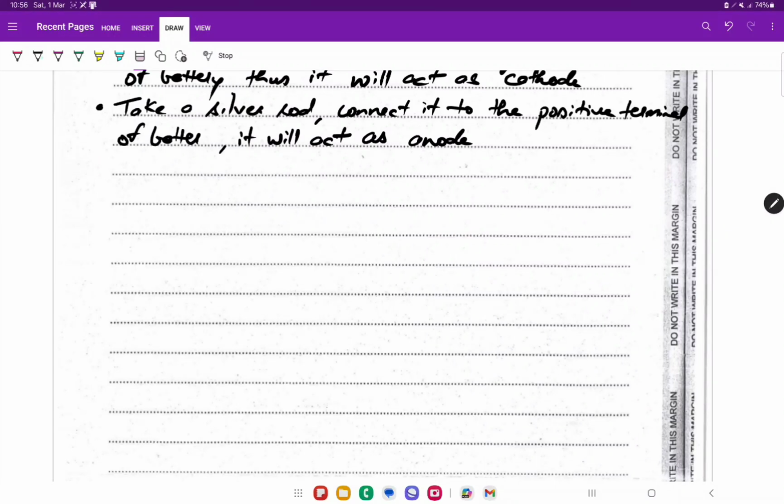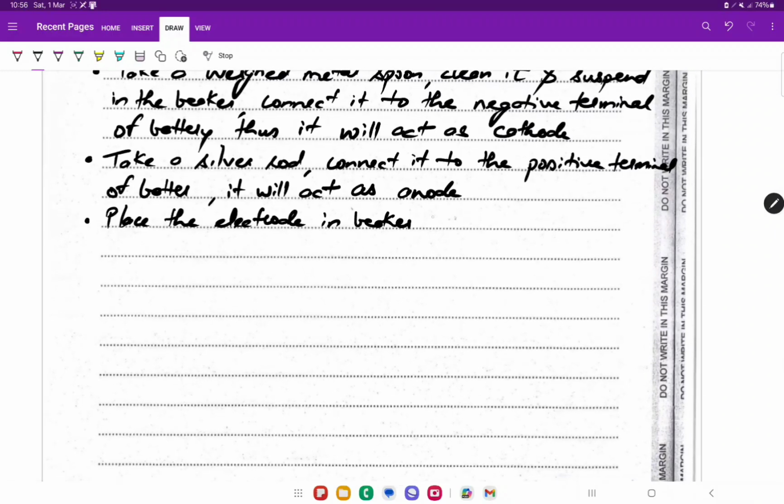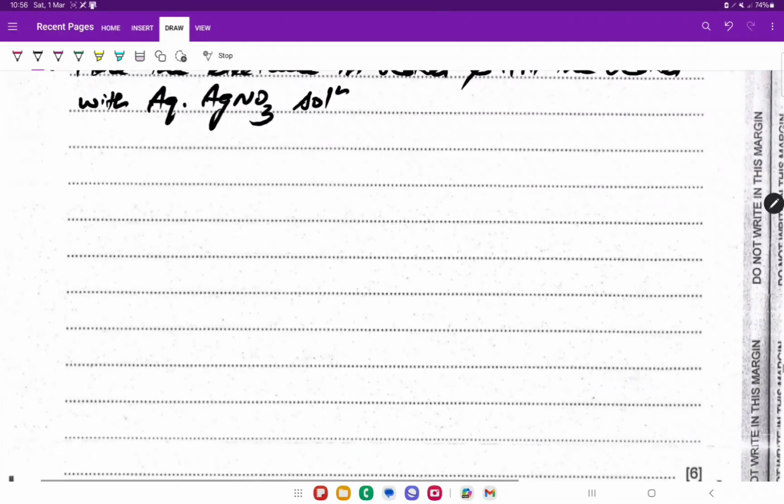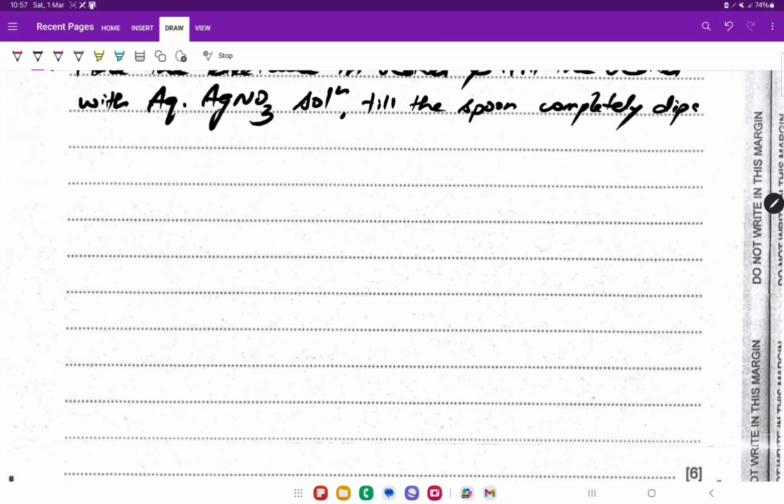Now next, place the electrodes in the beaker and fill the beaker with aqueous silver nitrate solution till the spoon completely dips in the solution. We'll fill till this.